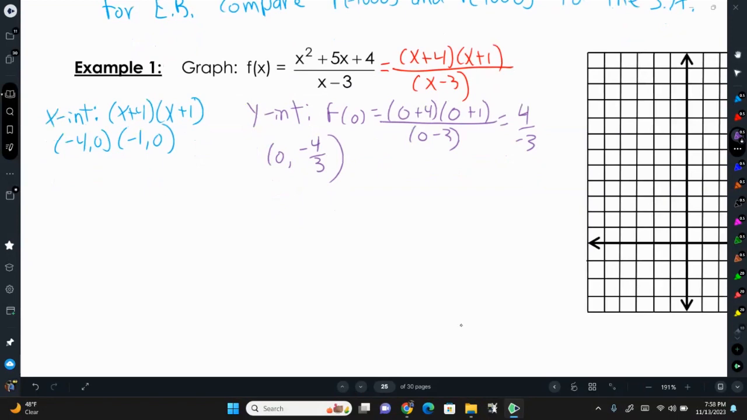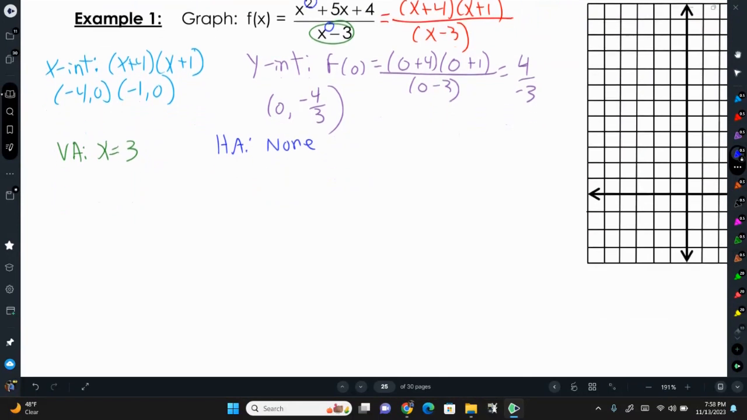Let's find our vertical asymptote. The vertical asymptote is what makes the denominator equal to 0, so x equals positive 3. And there is no horizontal asymptote because the degree of the numerator is larger than the degree of the denominator. So no HA. None. Now we're going to calculate the slant asymptote by using long division.